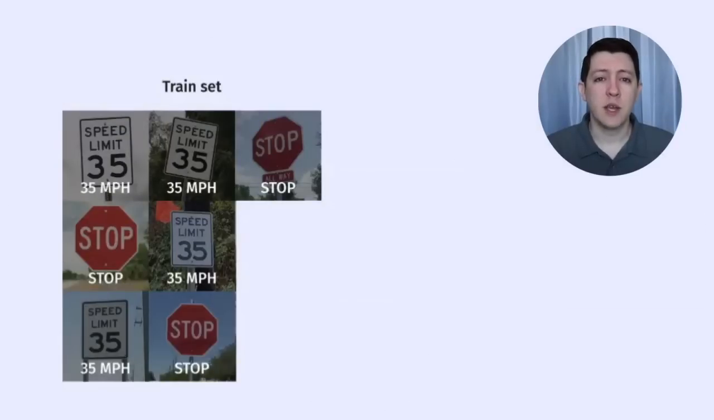Now let's look at an example. Say we have this training set for a system that is designed to classify a road sign as either a stop sign or a 35-mile-per-hour sign. This would be pretty representative of our training set, where the lettering on the bottom of each image indicates its label, or what we've designated the classification for that image to be.